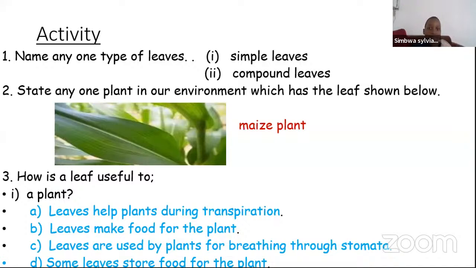Transpiration. Now, pay attention. There are those talking. Transpiration is when plants lose water. When it shines much, when there is much sunshine, plants tend to lose water. And when they lose water, that water turns into vapor. The water from the plants turns into vapor.